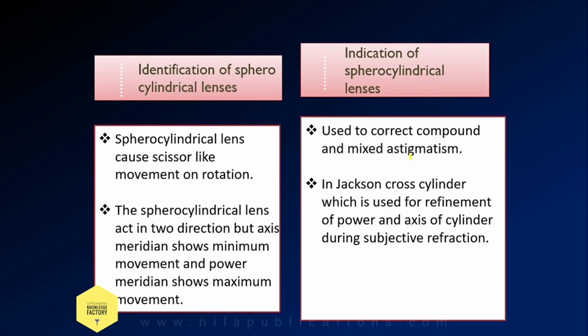Then, identification of spherocylindrical lenses. Spherocylindrical lenses cause scissor-like movement on rotation. The spherocylindrical lens acts in two directions, but the axis meridian shows minimum movement and the power meridian shows maximum movement. Indications of spherocylindrical lens. It is used to correct compound and mixed astigmatism. It is also used in Jackson cross cylinder, which is used for refinement of power and axis of cylinder during subjective refraction.